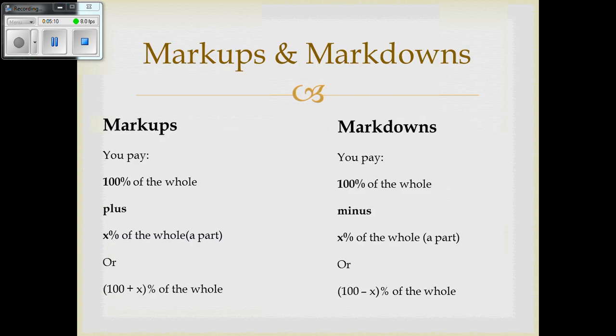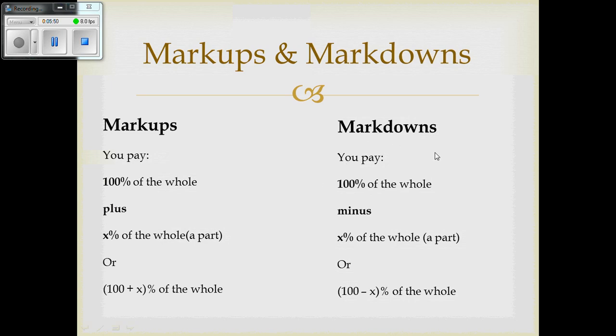Markups and markdowns are two situations that you're going to see in real life, and you'll want to understand them, especially the markdowns. You'll want to know if they tell you you're going to get 15% off, what you're going to have to pay. Markups, which is our first, is here on the left, and it says you pay 100% of the whole plus X% of the whole, or a part. And then underneath that, I've rewritten that. So we took the 100 plus the X, and we're going to be able to add those together, and we'll take that percent of the whole to find a markup.